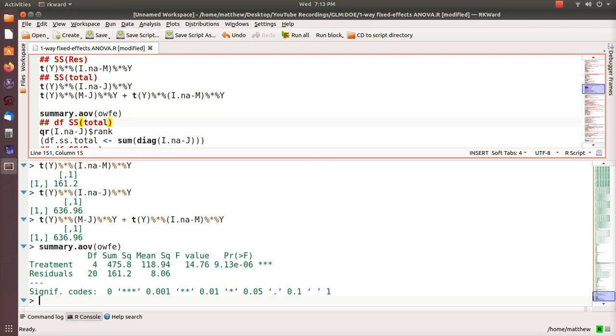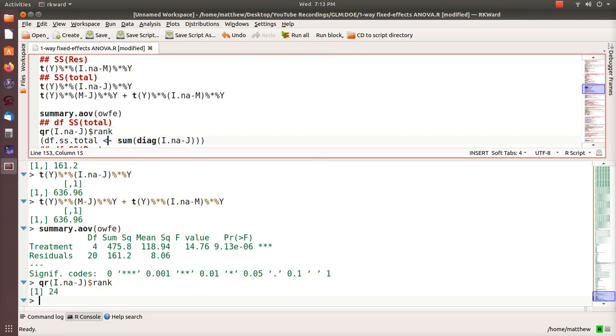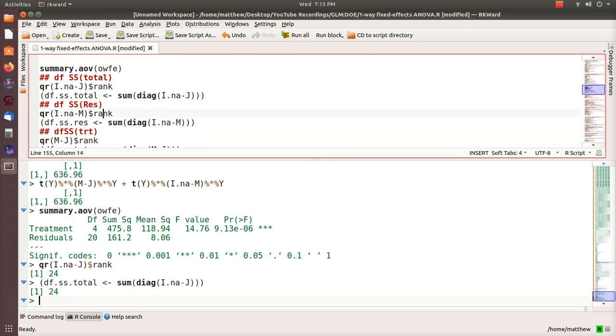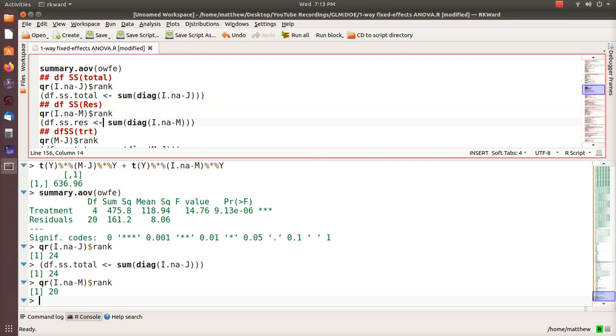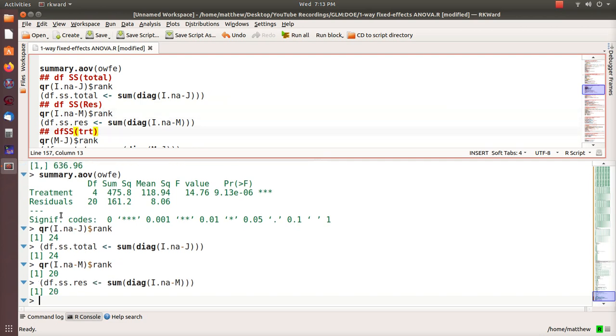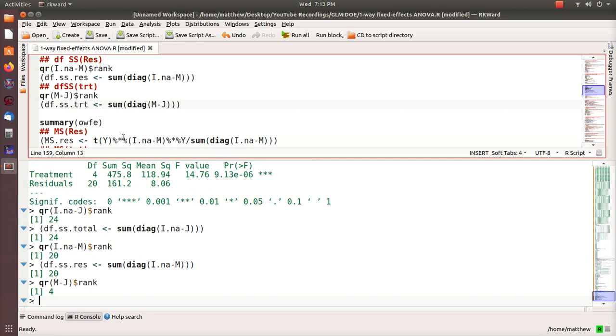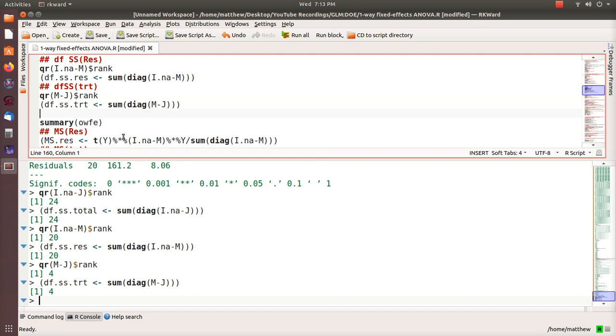But here I'll just print it again, and now we want to do the degrees of freedom, which is the rank of the matrix in the quadratic form. And since it is idempotent, it can also be the trace of that matrix. So the degrees of freedom for the sum of squares total is the trace of I minus J, which is 24. Now the residual would be the rank of I minus M, or the trace, and we get 20, and notice it's the same as the ANOVA table. The treatment is the rank of M minus J, which is 4, same as the ANOVA table, or it's the trace, and we get 4 again.